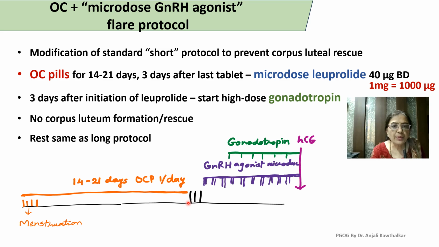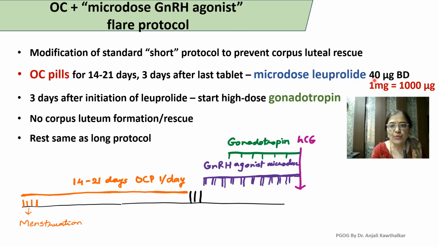3 days after the last pill, the microdose GnRH agonist, that is leuprolide, is given. Leuprolide with a dose of 40 microgram 2 times a day. That means every day 80 microgram. Now, initially in the long protocol or the standard short protocol, we had seen that the initial dose of this GnRH agonist is 1 milligram, which is equal to 1000 microgram. You can imagine how much is the reduction here in the dose. That is why this is called the microdose GnRH agonist protocol.